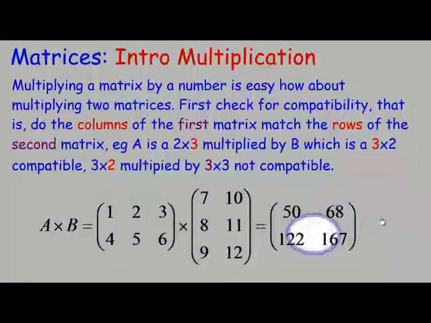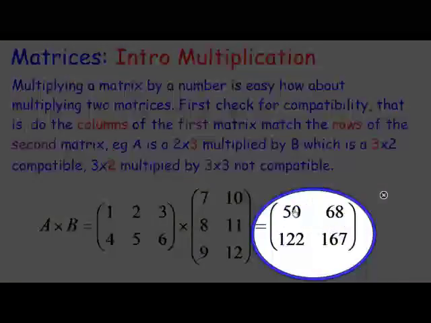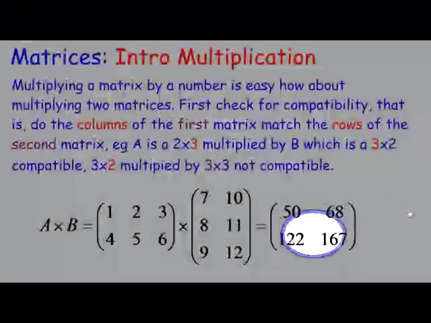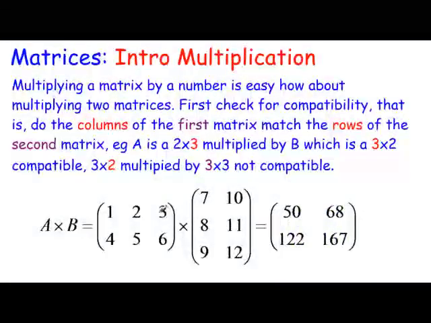I just write a blank one and leave these positions blank, and then we'll try to fill them in. And how you fill them in is a bit of an old saying. You pour the rows, this row, down the columns, this column. So that's row 1, column 1. That's the 50. Okay, row 1, column 2 will be the 68. Row 2, column 1 will be 122, and row 2, column 2 will be 167.